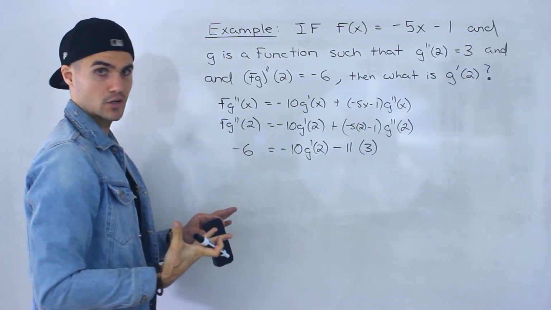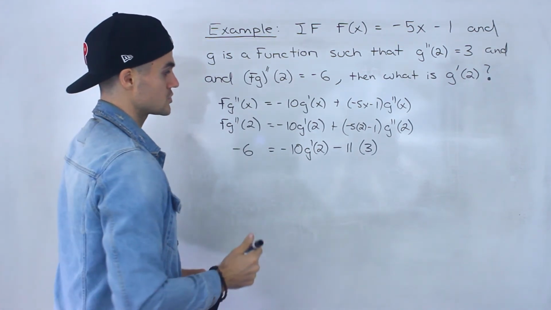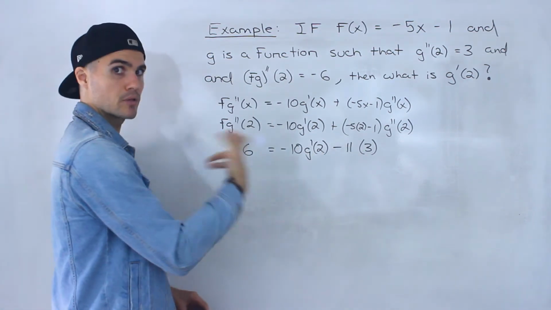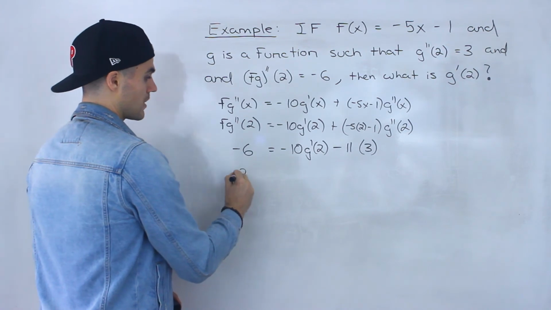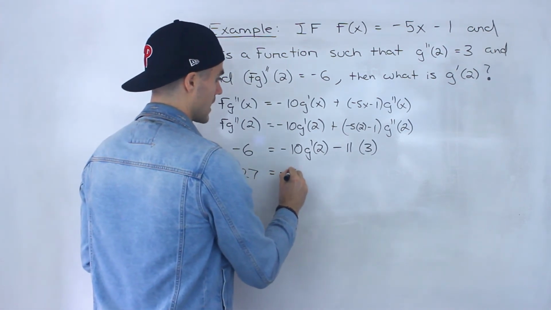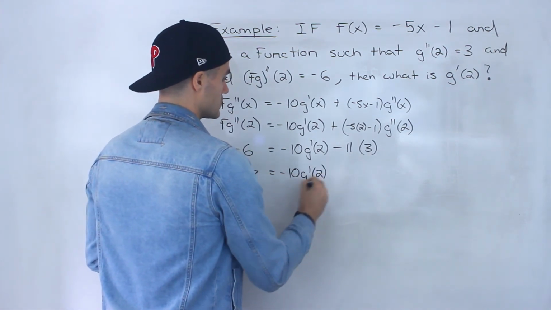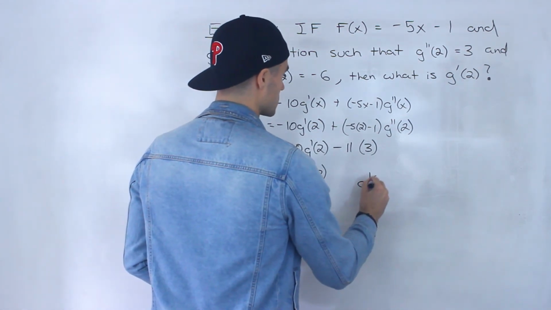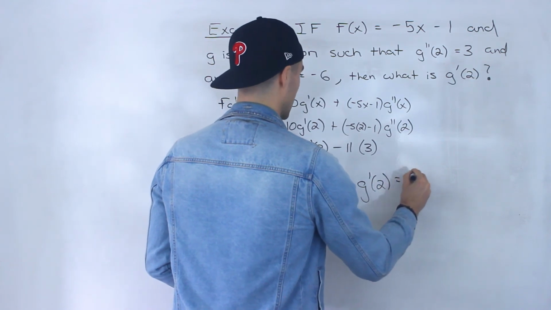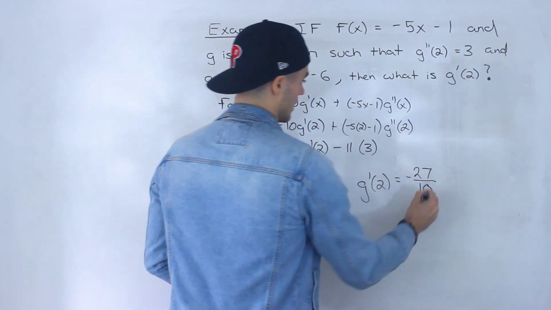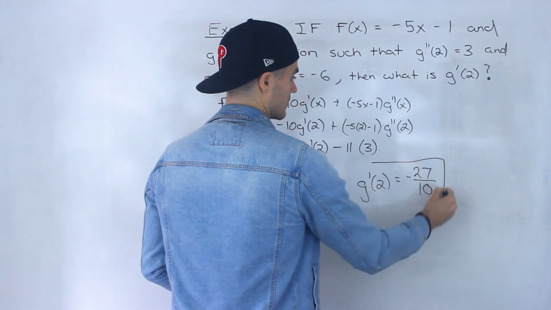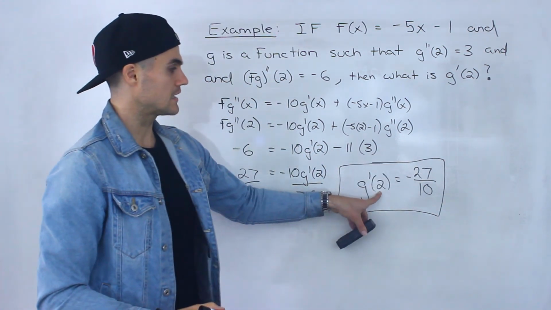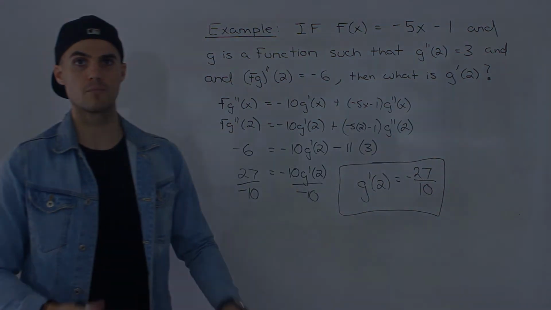And now notice we just have an equation where we have to isolate for this g prime 2. So what we would do, this would become negative 33, bring it over, negative 6 plus 33. That would give us positive 27. We'll have negative 10 g prime 2, divide both sides by negative 10. And so g prime 2 ends up being negative 27 over 10. And then that can't simplify any further. Right, so that ends up being the answer for g prime of 2.